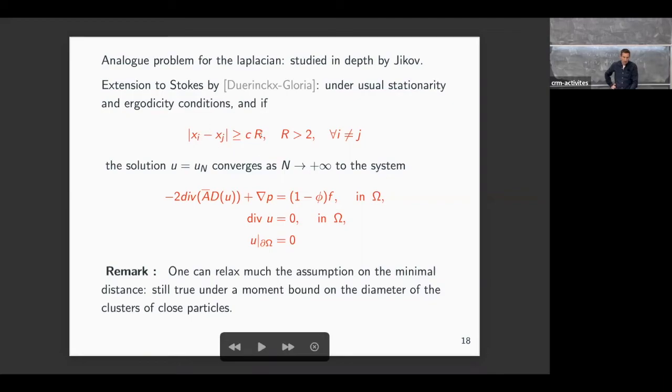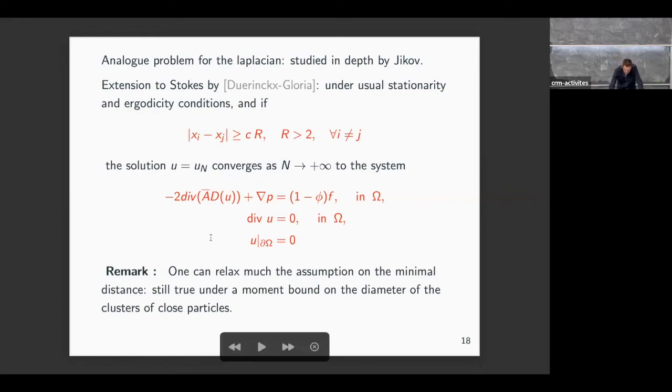If the balls are separated, I mean, okay, you need maybe an epsilon room like here. But if the balls are separated, then you can derive, as n goes to infinity, some effective model, which is again a Stokes equation with a modified viscosity matrix. And this viscosity matrix, as usual, is associated to the energy of a corrector problem and so on.